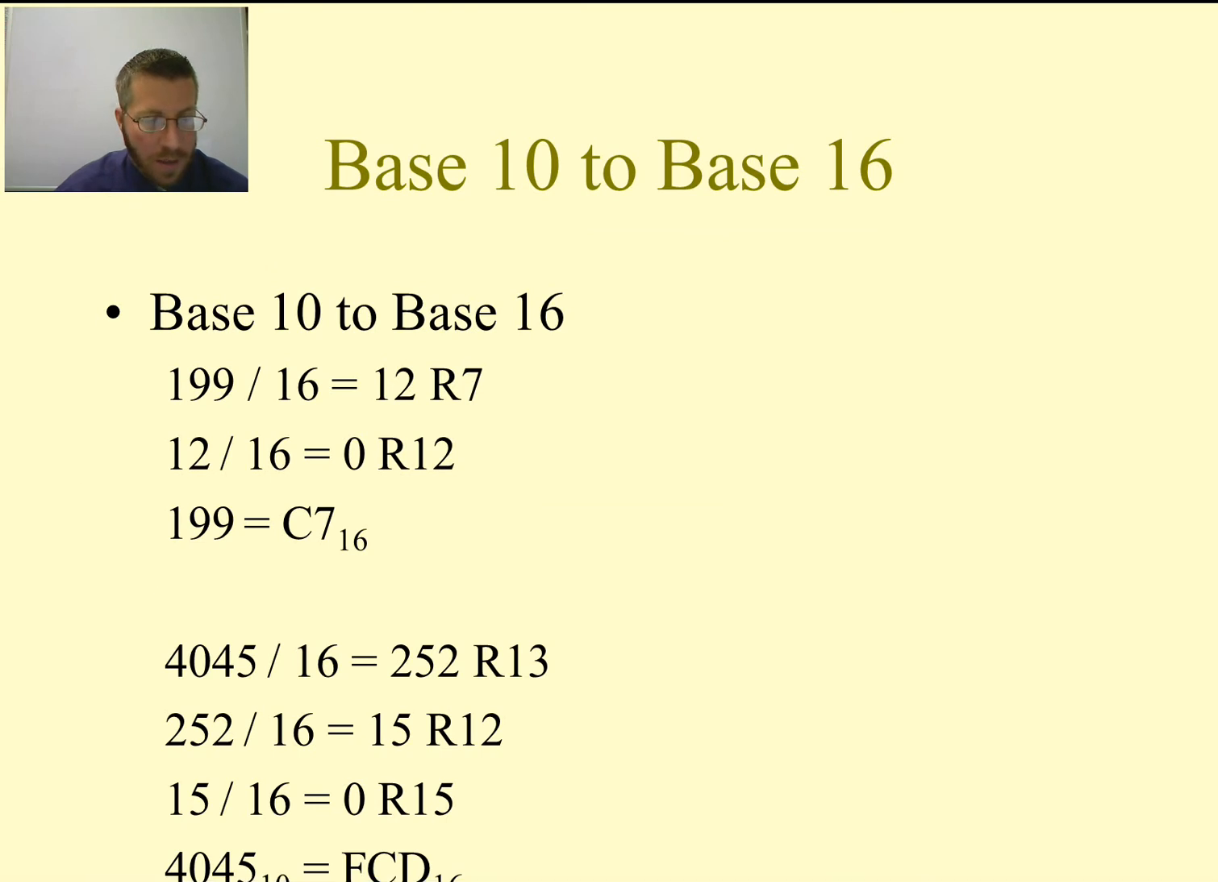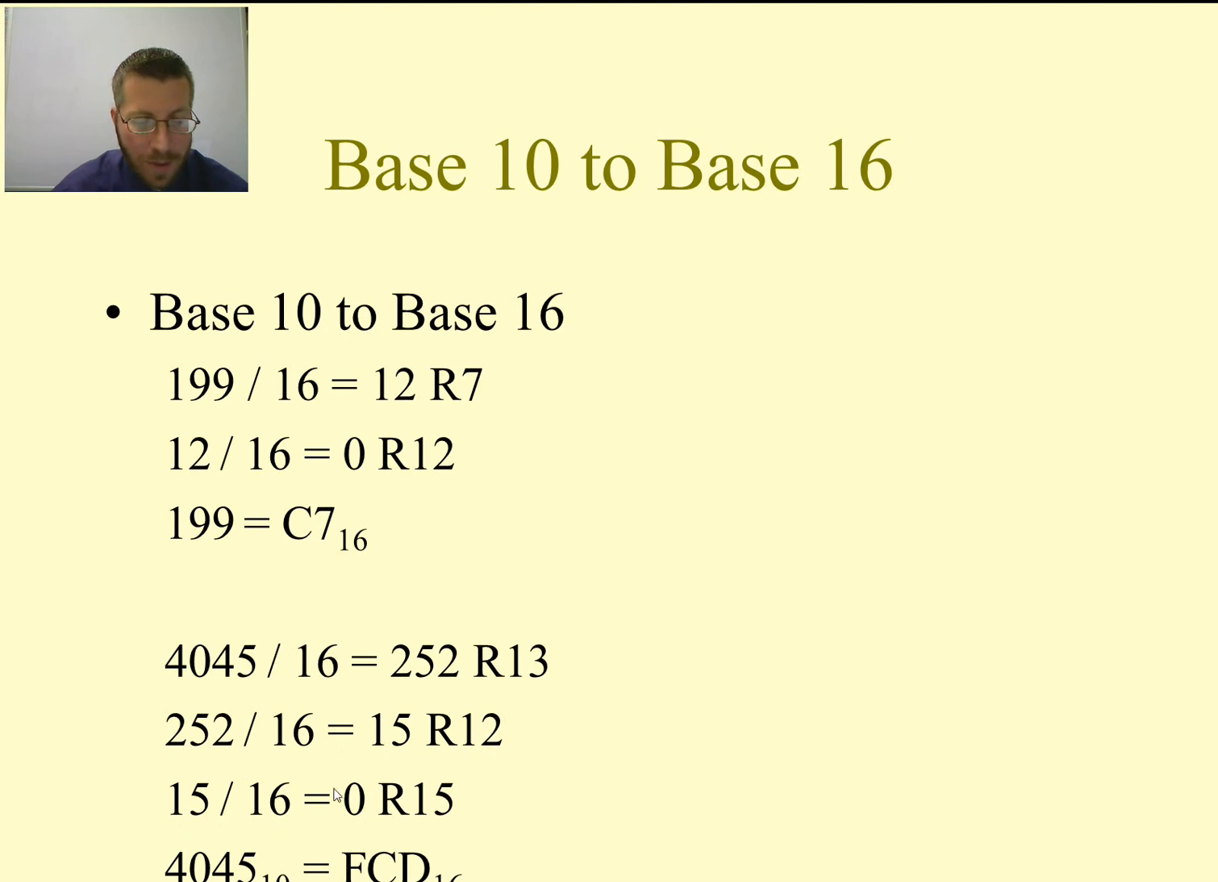Okay, now let's look at 4045 base 10. We're going to convert that to base 16. So I start by dividing it by 16. I get 252 with a remainder of 13. I then take 252 divided by 16 to get a 15 with a remainder of 12. And then 15 divided by 16 gives me a 0 with a remainder of 15.